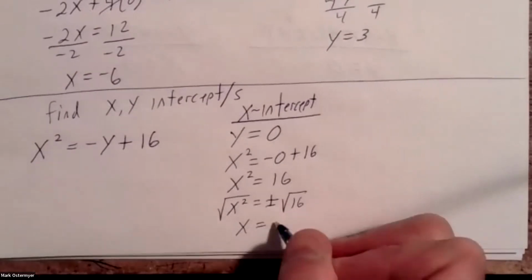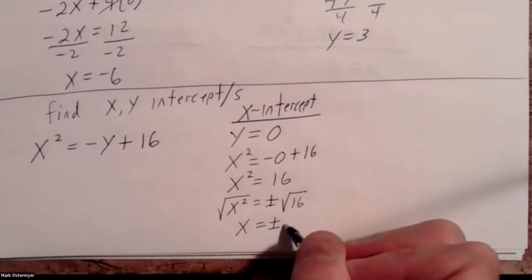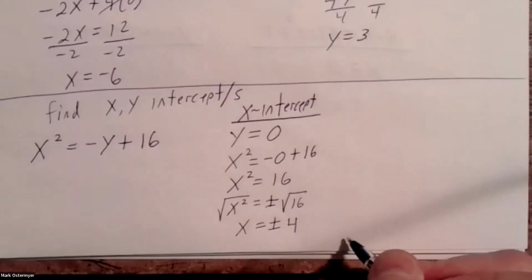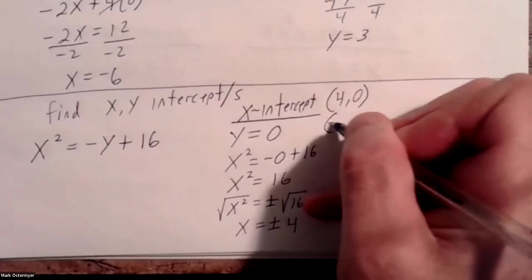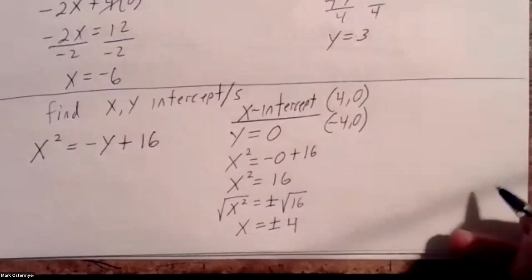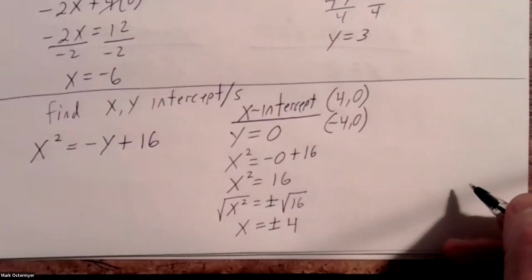Hence, we get x is equal to positive or negative the square root of 16, which is 4. So we get two x-intercepts. One is going to be (4, 0), and the other one's going to be (-4, 0). Those would be your x-intercepts of this graph.